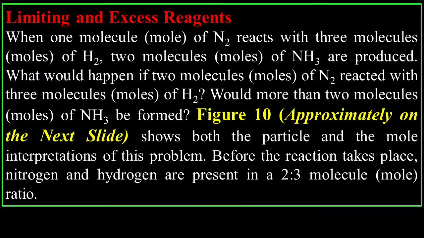When one molecule, or mole, of nitrogen reacts with three molecules or moles of hydrogen, two molecules or moles of ammonia are produced. What would happen if two molecules or moles of nitrogen reacted with three molecules or moles of hydrogen? Would more than two molecules or moles of ammonia be formed? Figure 10, approximately on the next slide, shows both the particle and the mole interpretation of this problem. Before the reaction takes place, nitrogen and hydrogen are present in a 2 to 3 molecule mole ratio.